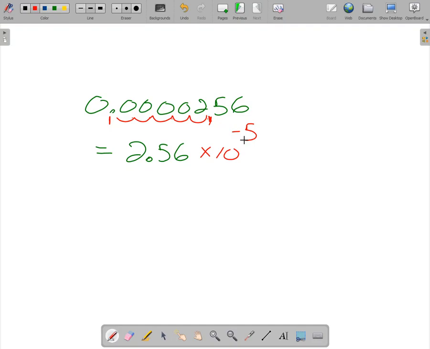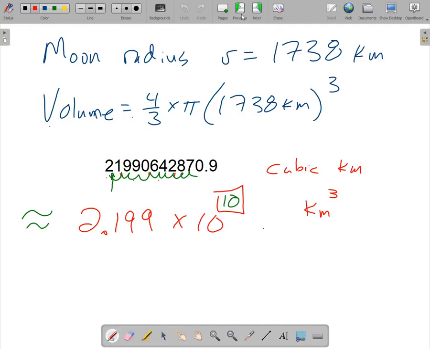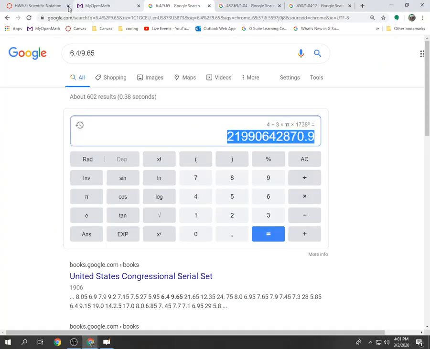That's a pretty small number. Tenths, hundredths, thousandths, ten-thousandths, hundred-thousandths. What's next? Millionths, ten-millionths. So 256 ten-millionths. It's pretty small. Okay, so big numbers, positive exponents. Yeah, so that's the number I was expecting here. Next question.